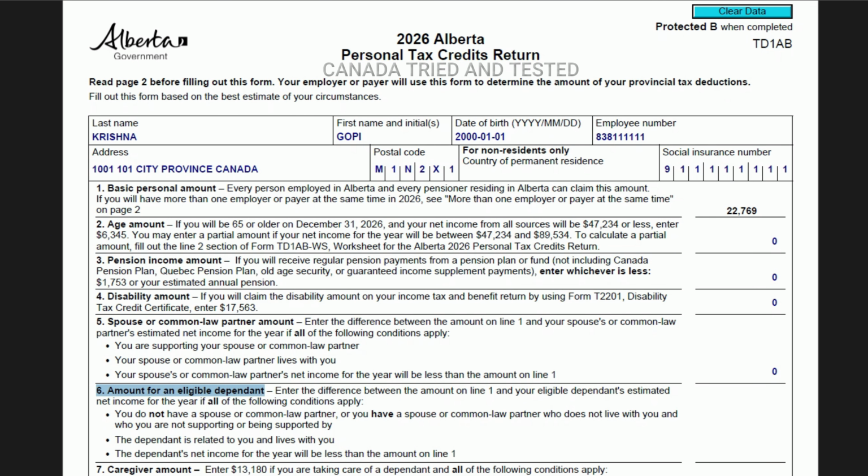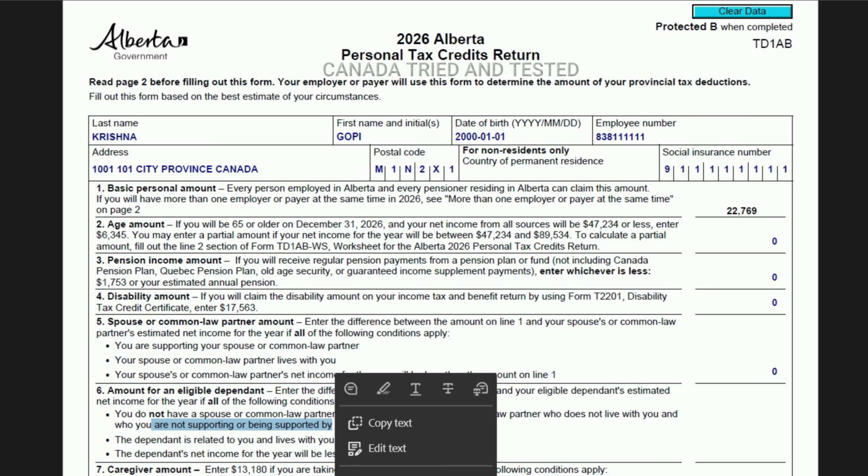Line 6, amount for eligible dependent. Here again, enter the difference between the amount on line 1 and your eligible dependent's estimated net income for the year if all of the following conditions are met. Now, the calculation I showed for the spouse, similarly the calculation will be made for the eligible dependent, and whatever that amount is, that will be entered if they meet this criteria. You do not have a spouse or common law partner. Okay, the first criteria is if you don't have a spouse or common law partner, or you have a spouse or common law partner who does not live with you and who you are not supporting or being supported by. So in both cases, you should not be supporting or be supported by them.